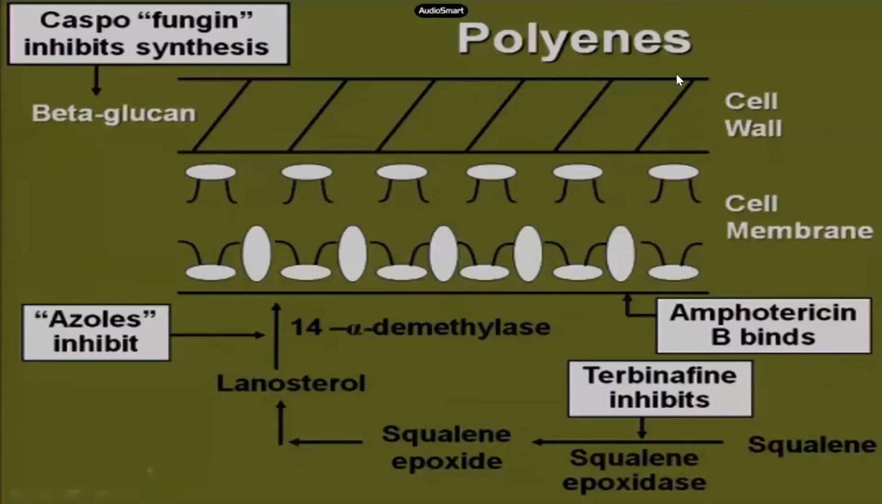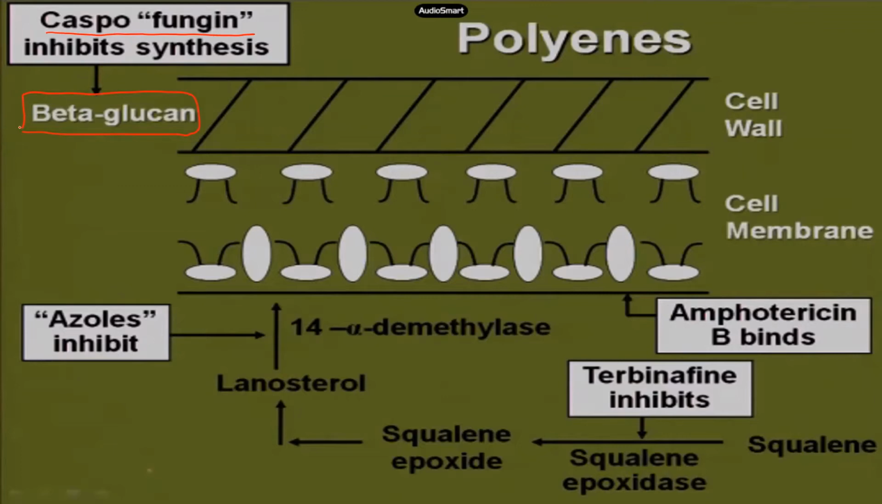Today's topic of discussion would be your antifungals. Now, as we are looking at this diagram, we are actually looking at the site of action of major antifungals. And we see that the structure of the cell wall and cell membrane of the fungal cell can be interfered upon first, if you look at the top left, by caspofungin. Now, fungins inhibit the synthesis of beta glucan. Beta glucan is actually a part of the cell wall of the fungus.